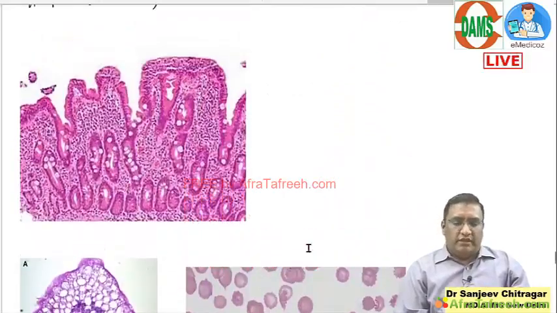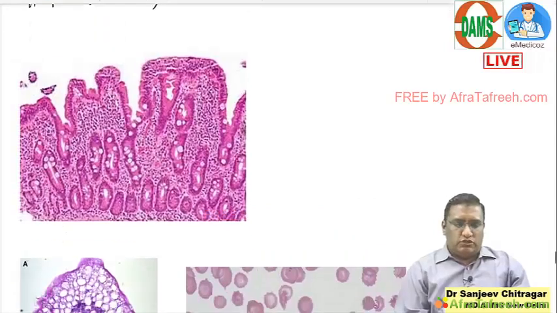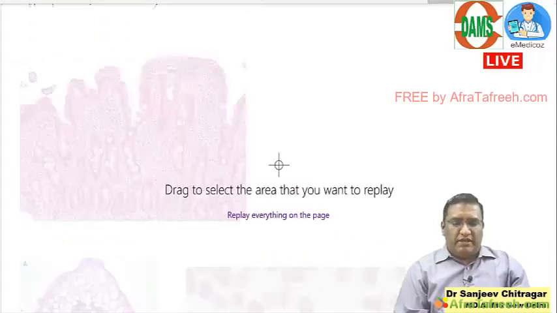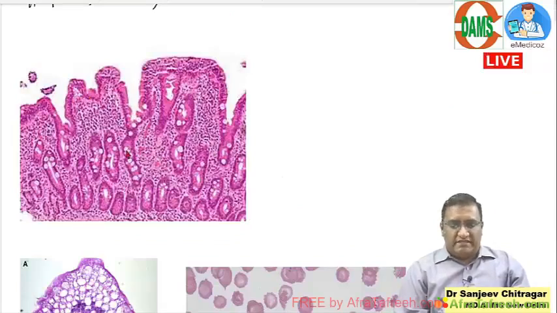Just to show you two images here. The first one is the image of celiac disease. I can see this is all crypt. Crypt is very hypoplastic, and this is your villus. Villus is very, very flat here.